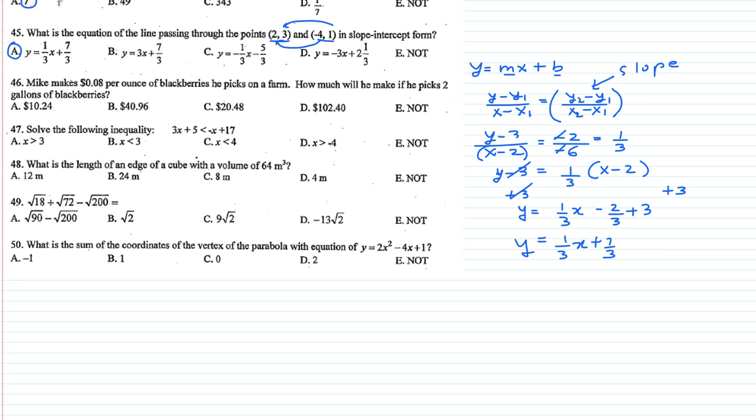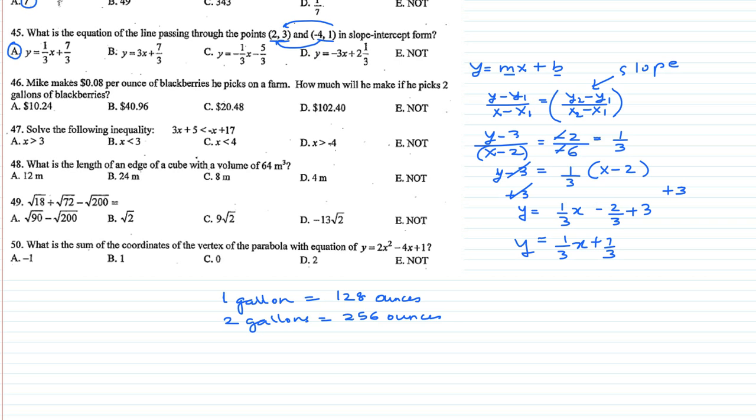Question 46. Mike makes 8 cents per ounce of blackberries he picks on a farm. How much will he make if he picks 2 gallons of blackberries? So 1 gallon has 128 ounces. So 1 gallon is equal to 128 ounces. Therefore 2 gallons will have 256 ounces.